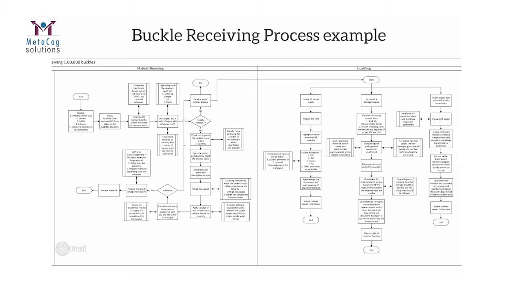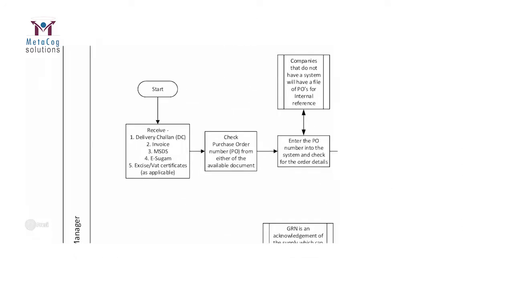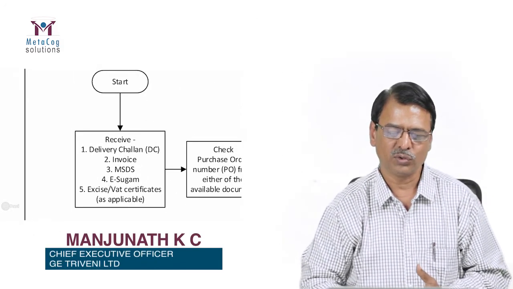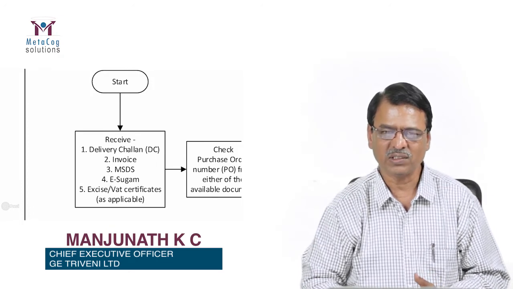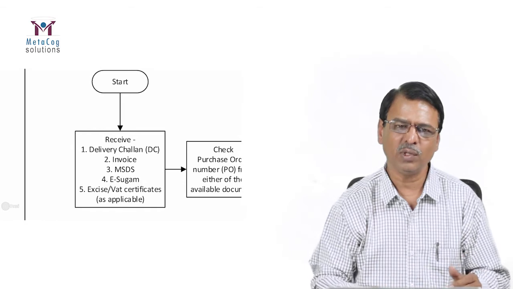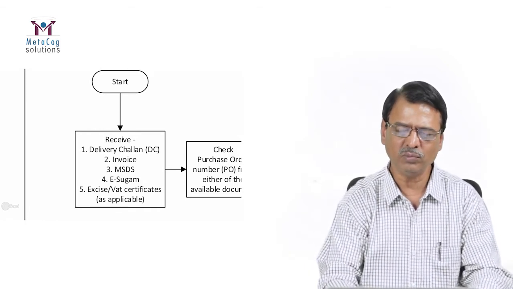So now you are a stores in charge. The supplier has delivered 100,000, that is 1 lakh buckles to stores. So what are the activities you will do as a stores in charge? The first activity is you are receiving the delivery challan, invoice, MSDS, e-Sugam, excise, VAT certificate. As applicable, you will be receiving all these documents along with the material from suppliers.